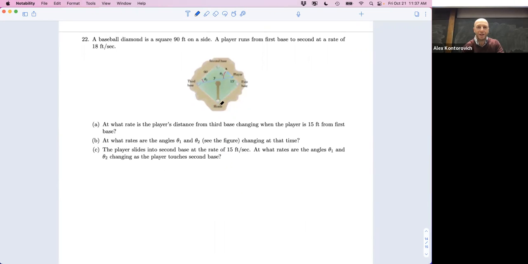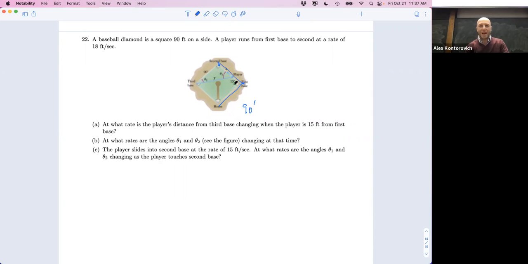Okay. Baseball diamond's got 90 feet on each side. 90 feet. Player runs from first base. Hopefully you know some baseball. I mean, some of you are new to this country and have never heard of this game before, but okay. This is a bad problem. I would not put a problem like this on the exam.